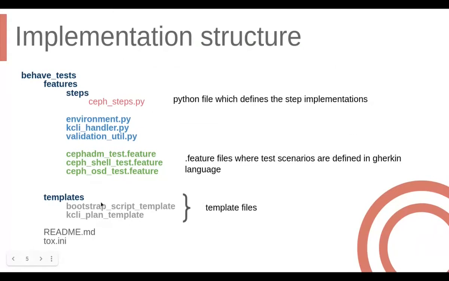behave tests, which is the bootstrap script template, and the KCLI plan script template, which will be modified according to the user-given configurations. The tests will be defined under .feature files used in the Gherkin language, and the Python implementation of the steps will be defined under the Ceph steps, or we can define any additional steps under the steps directory. And we have the environment, KCLI handler and validation util scripts to handle other functions to execute and run all the test scenarios.